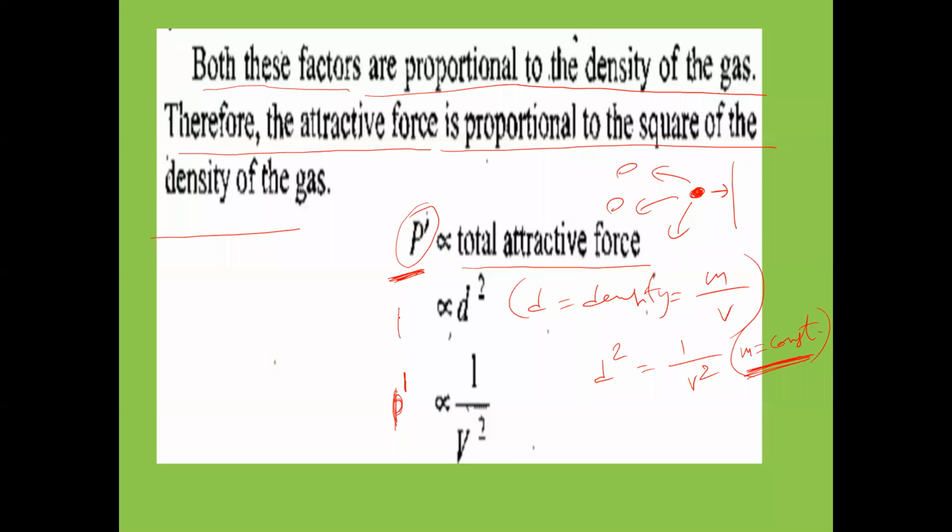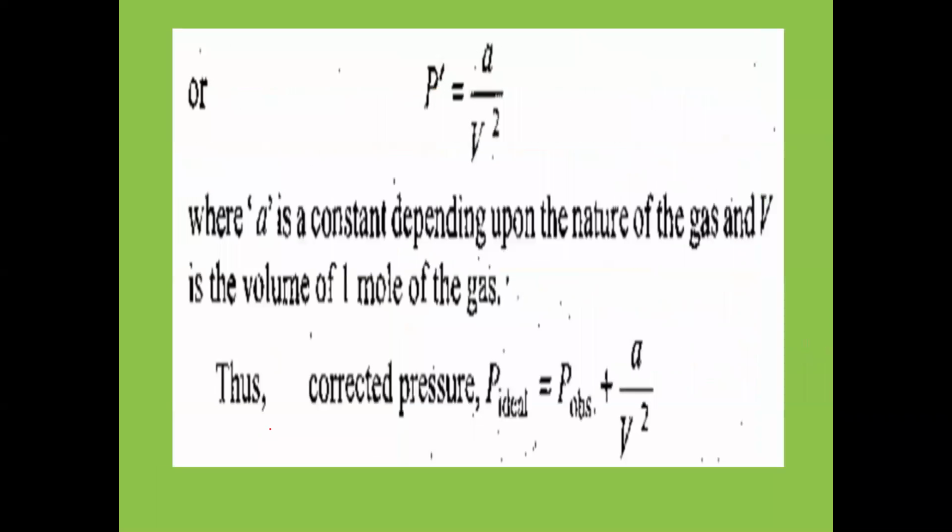And pressure correction is directly proportional to the square of the density, and pressure correction is directly proportional to the total attractive force on the given molecule. On the given molecule, total attractive force and pressure correction are directly proportional. So these points we have to understand.